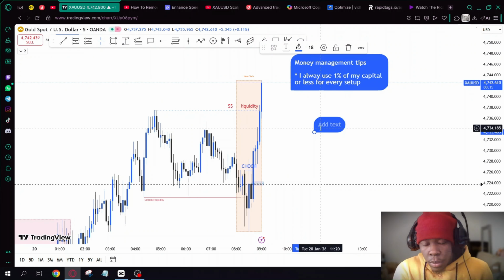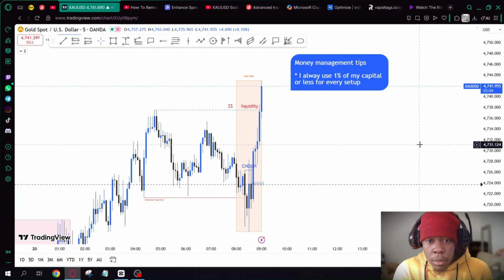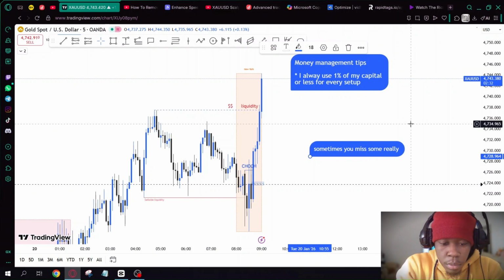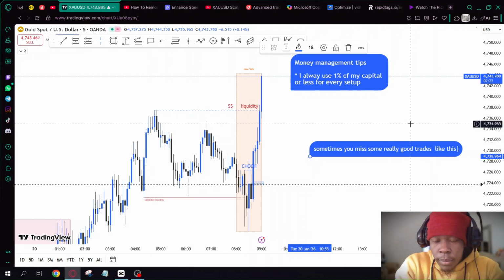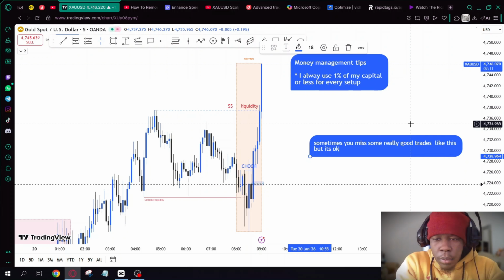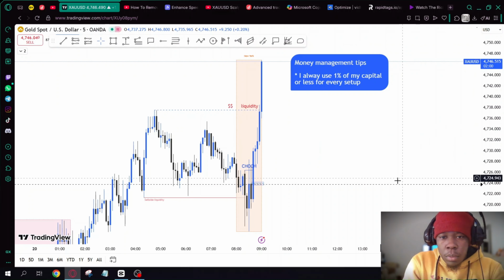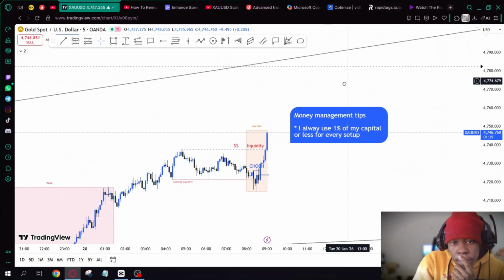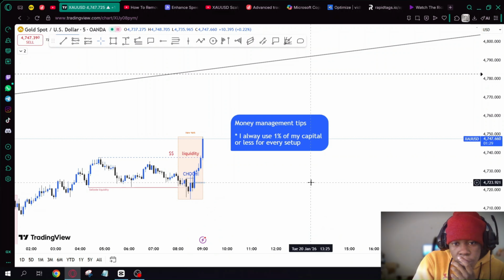So I went back to my 5 minutes to look for another potential setup. Well, sometimes we miss trades. Sometimes we miss trades and sometimes we win others. It's better to miss a trade than to take a losing trade. In trading, patience is really key. Patience is very important.